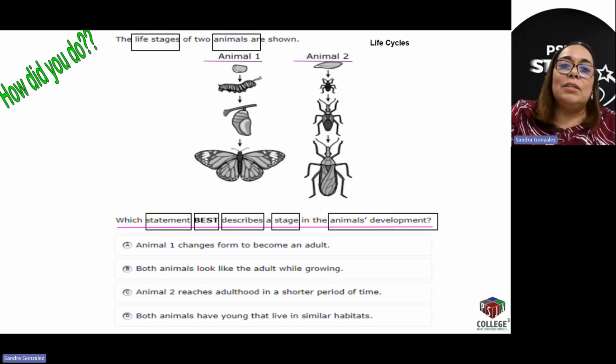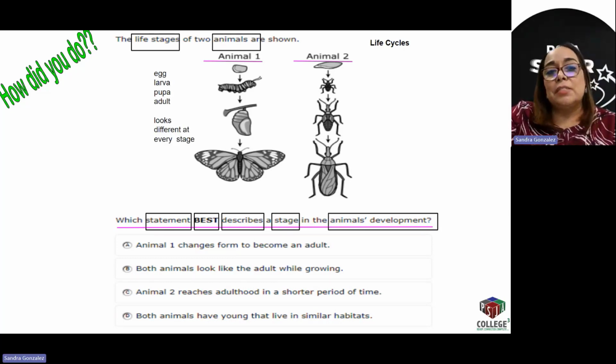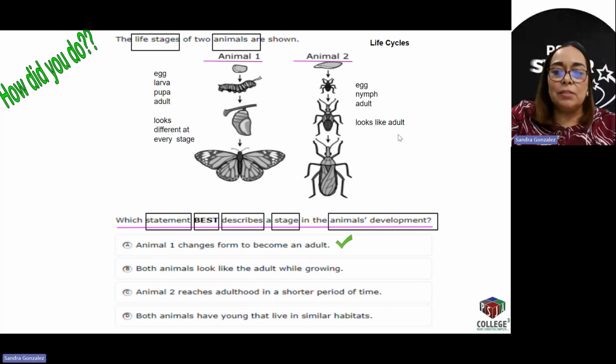For I, in your illustration here, you underlined animal 1 and animal 2 diagram. Did you write any little notes as far as the stages: the egg, the larva, the pupa, the fact that it looked different at every stage? For animal 2, the egg, the nymph, the adult, it pretty much looks like the adult. As far as labeling your I. In your answers, for letter A, the animal 1 changes form to become an adult.